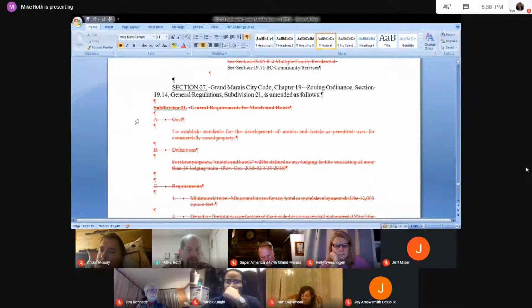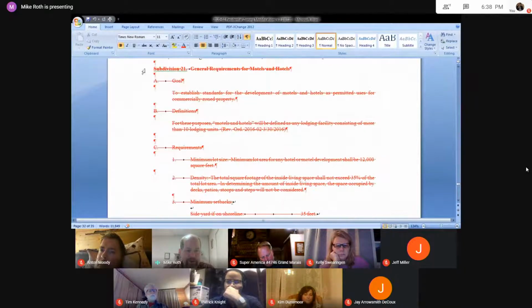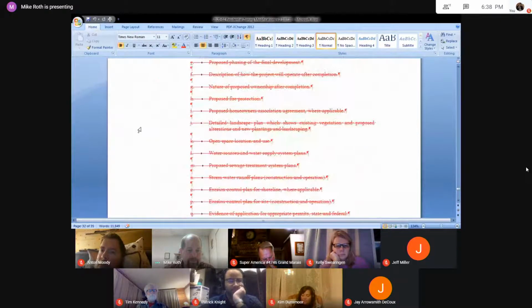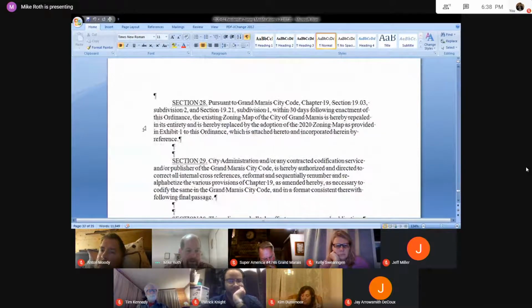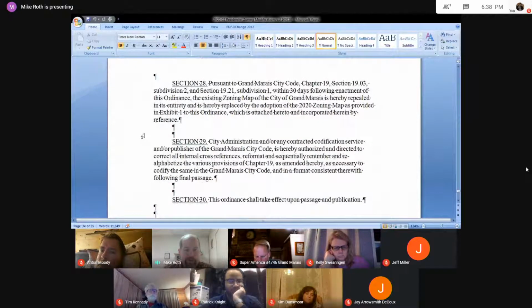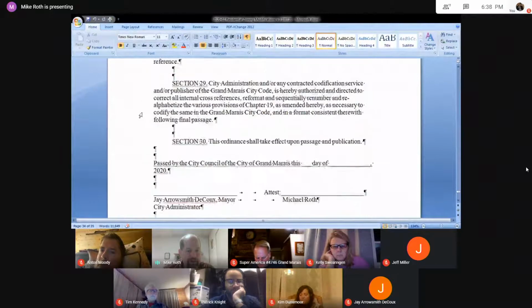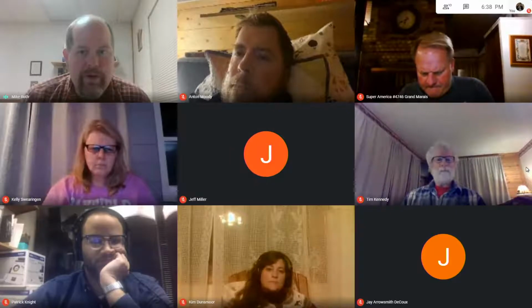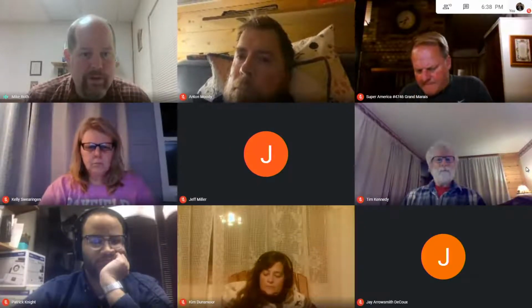Section 27, general requirements for motels and hotels. This is a straight cut and paste. So here is the cut. We already saw the paste. And we are through the language of what's being changed. This is now the how things are being changed section of the ordinance. So I think we can just go ahead and stop sharing and talk about, are there any questions about what's in there?